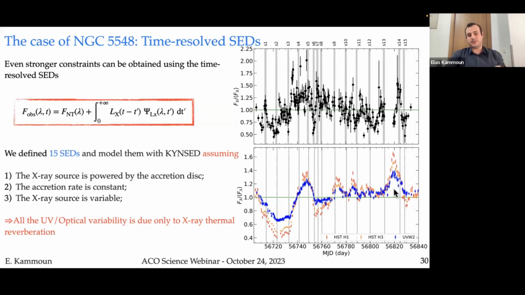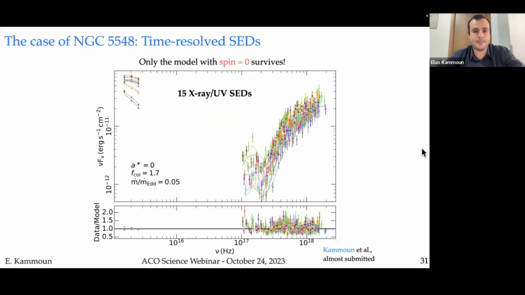So all the UV optical variability is only due to the thermal reverberation process, to the connection between the X-ray and the UV, assuming that the X-rays are the driving mechanism. And surprisingly, we could fit the 15 SEDs very well. And what's even better news for us is that we could get rid of the other spin, and only one spin survived, which is the non-spinning black hole. So we could fit perfectly, assuming constant accretion rate and a spin 0, all the 15 SEDs.